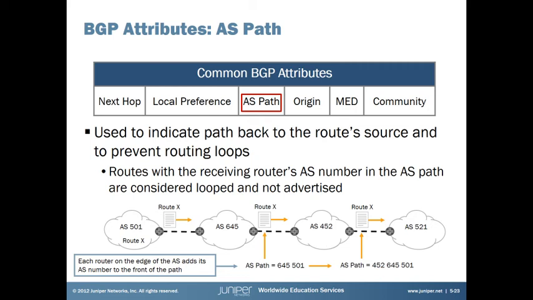So the example here, each router on the edge of the AS adds its own number, and so as we can see, the numbers are added as every route is re-advertised.